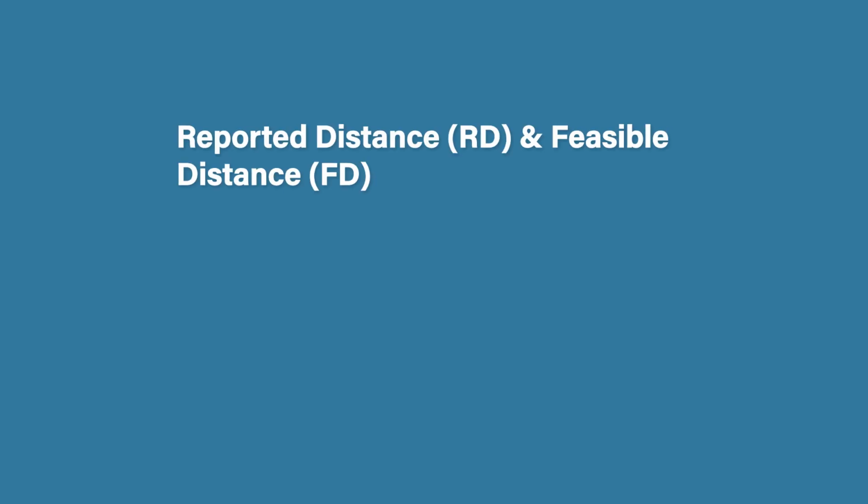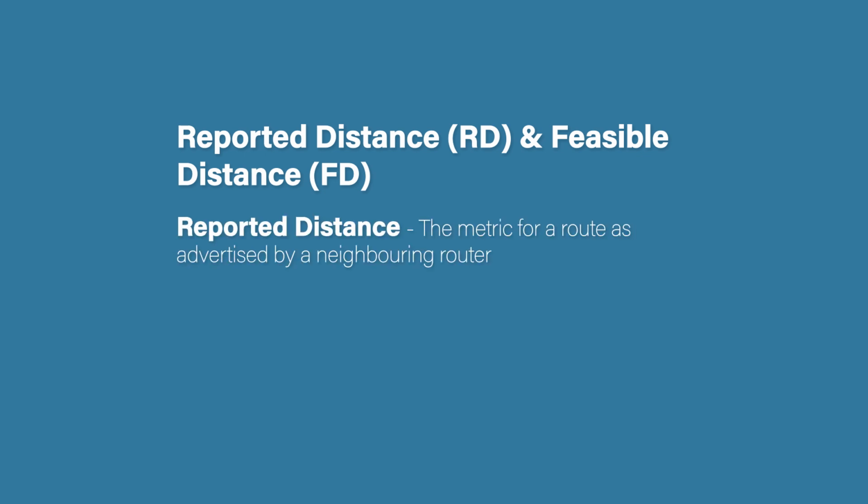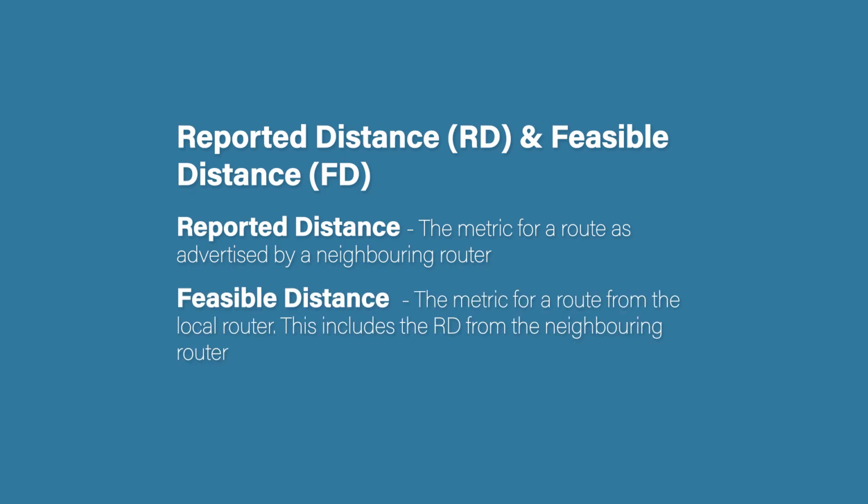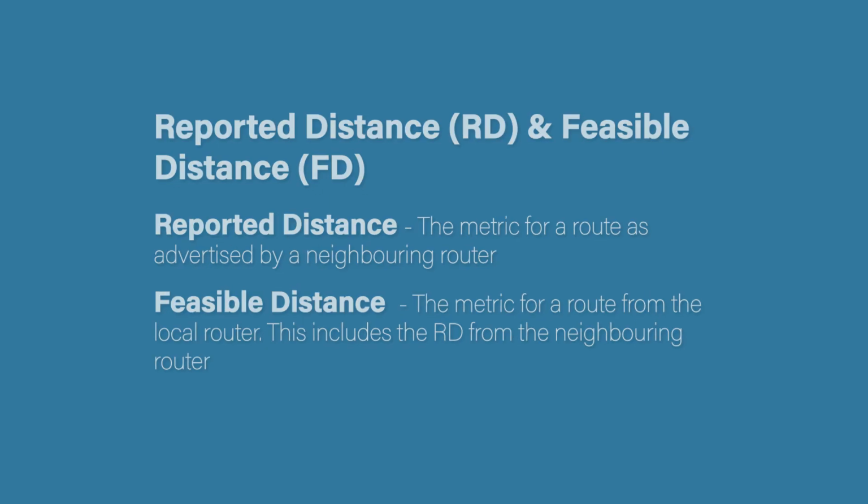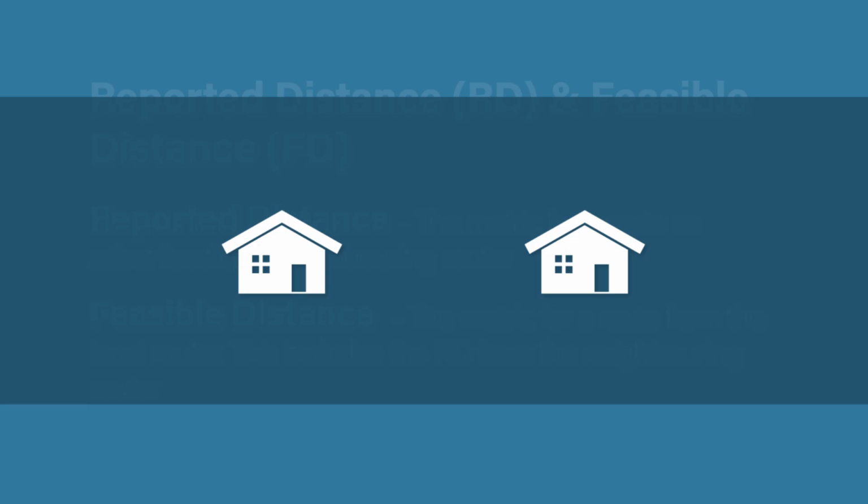We've seen how the metric is calculated. So now we need to talk about reported distance, or RD, and feasible distance, or FD. Reported distance is the metric from a neighboring router's perspective. Reported distance can sometimes be called advertised distance as well. Feasible distance is the reported distance plus the distance to the neighboring router who told you about the route in the first place. So, imagine speaking to your next door neighbor and you say, "Hey man, do you know where Jeff lives?"